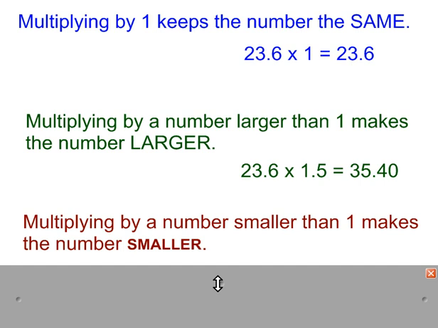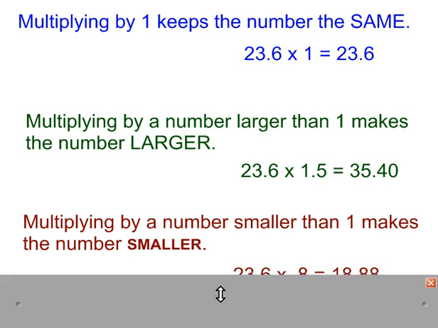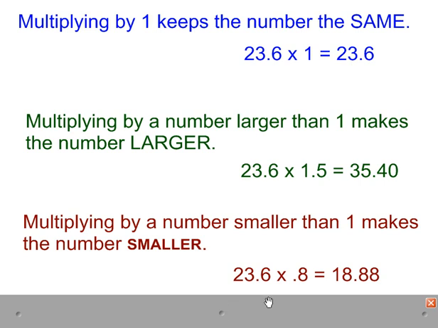When multiplying by a number smaller than 1, it makes the number smaller. So if I take this same 23.6 times 6/10, I get an answer of 18.88. The reason for this is 8/10 is less than 1, so this is like 80%. So I'm only going to get 80% of 23 and 6/10, giving an answer of 18 and 88/100, which is smaller than 23 and 6/10.